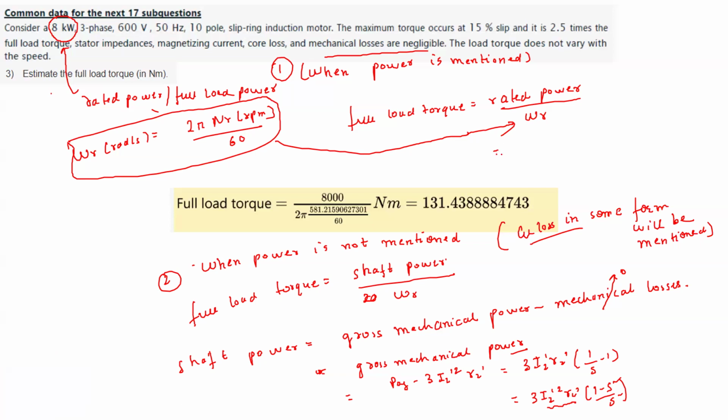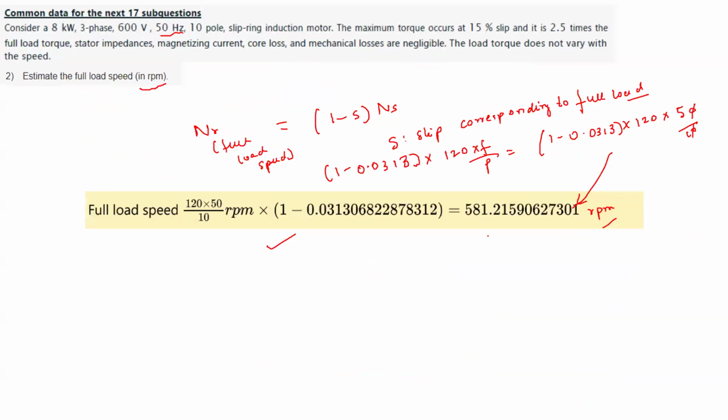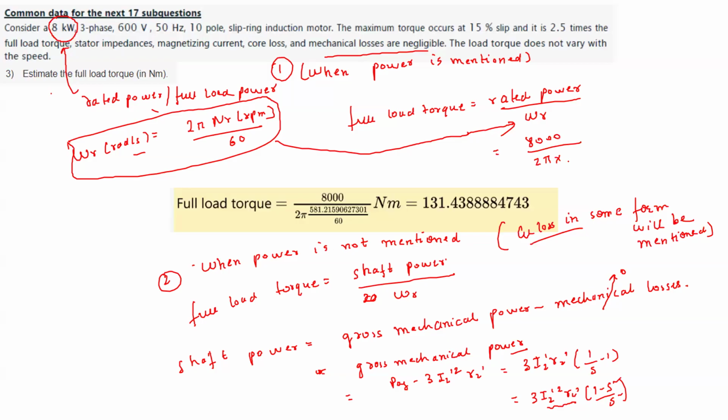So what is your rated power? We know from the question, the rated power is 8 kilowatt and omega R is in radian per second. But what is the relation between radian per second and RPM? It is 2 pi NR by 60. Now NR we have solved in the previous question. So NR is 581.215. So we'll be substituting this NR value, 581.21 by 60. If you do this, you will get this value. This value they have found.